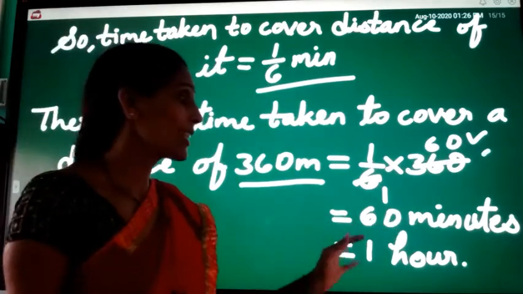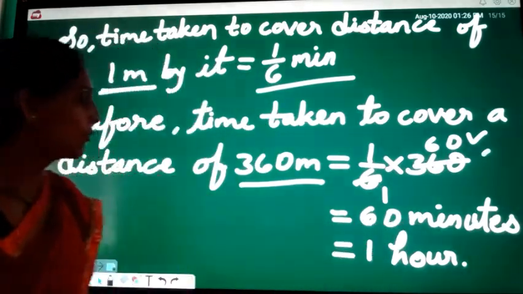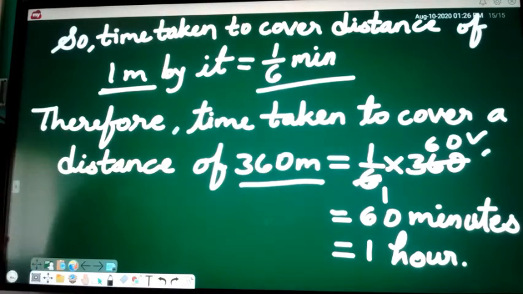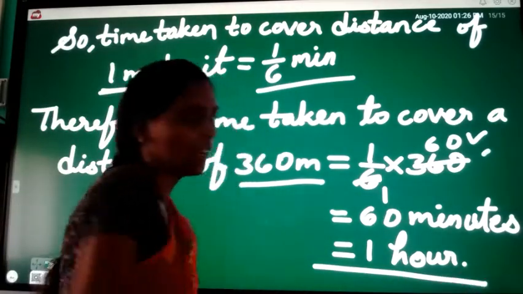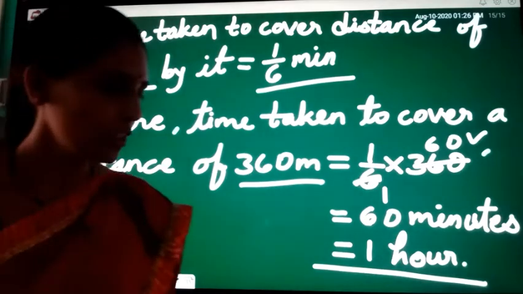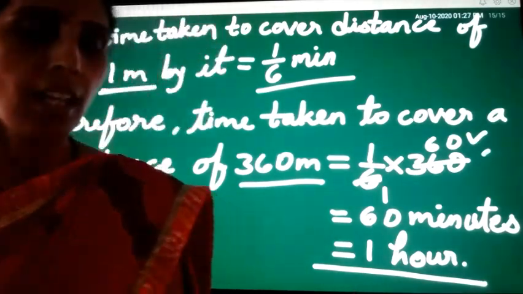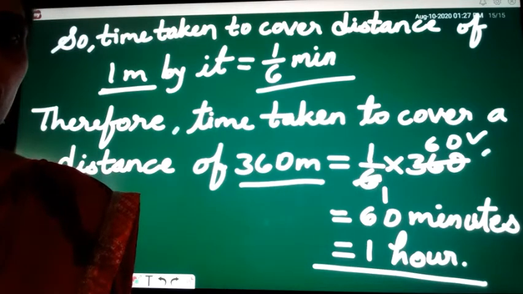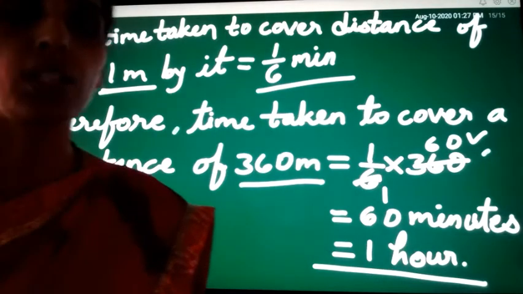And as we know, 60 minutes is equal to 1 hour. So the time taken to cover a distance of 360 meters is equal to 1 hour. It is the answer. So this question is solved this time. I hope you understood all these questions. In the next class we will solve the next question. Okay, now class is over.